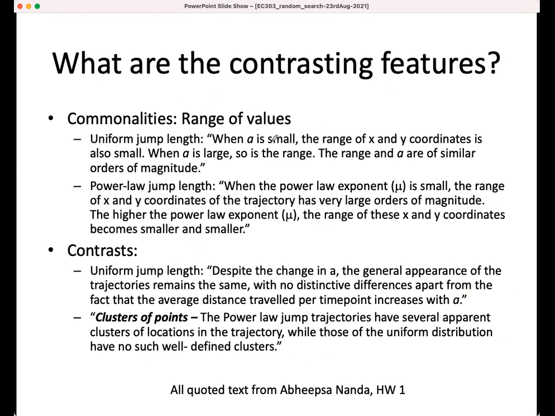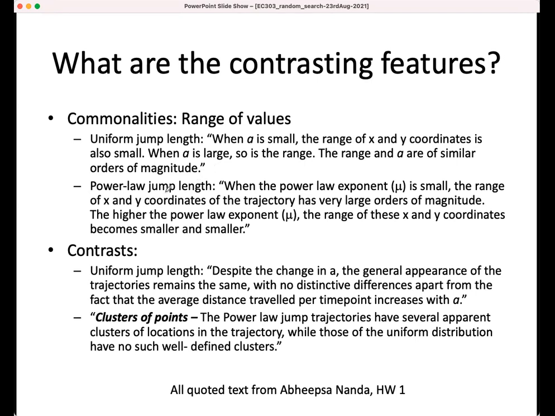So commonalities, the range of values. When A is small in the uniform distribution, the range of X and Y coordinates is also small. When A is large, so is the range. The range and A are of similar orders of magnitude. Okay, that's a very interesting observation.